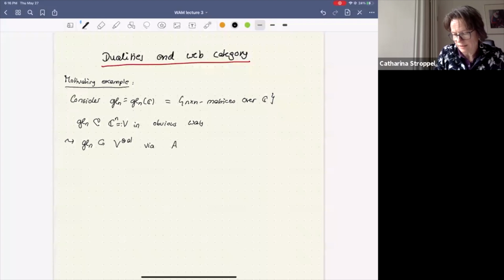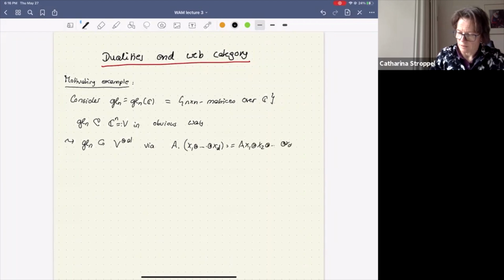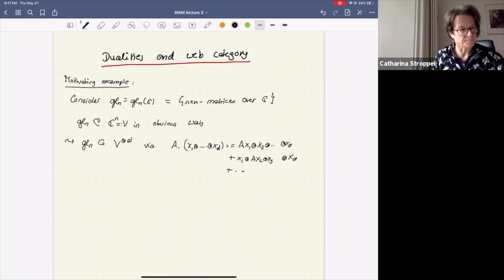If I have a matrix A and I want to act on a tensor product like this, so these x_i's are elements in V, I just act on the first vector and keep the other ones unchanged, plus I act on the second vector and leave the others, etc. up to the last one.